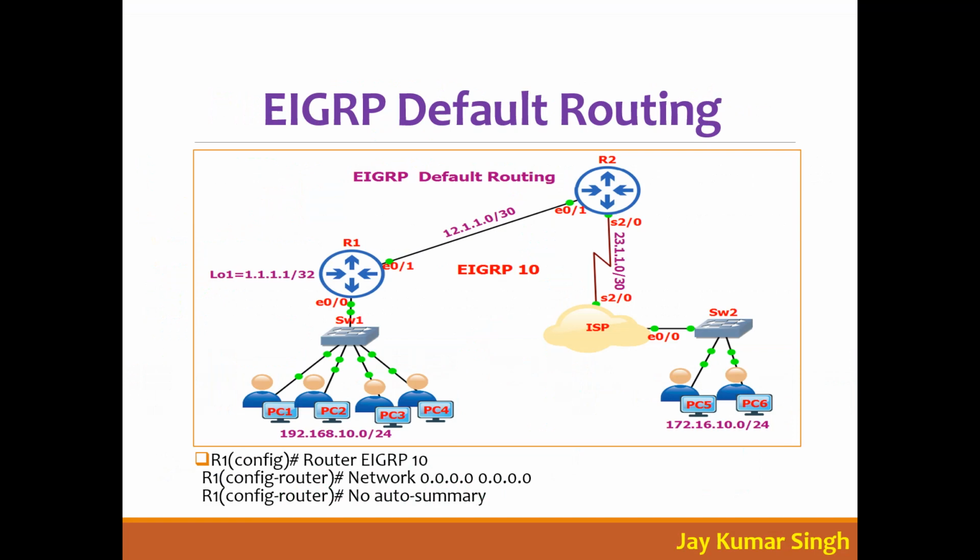EIGRP default routing: configure nothing else and just run network 0.0.0.0. So EIGRP default routing will be configured. And what is the benefit of configuring default routing? When you add a new network, or when you remove one, there is no need to change anything.